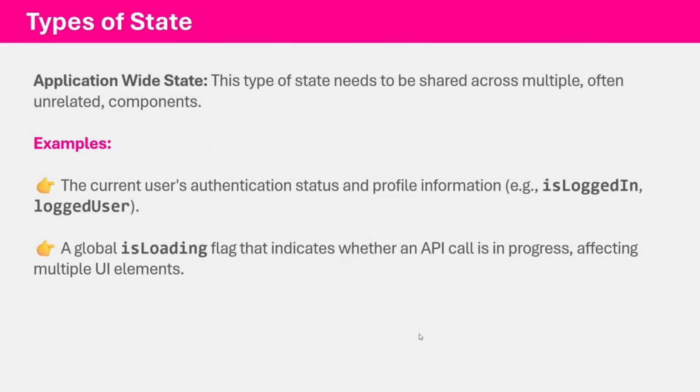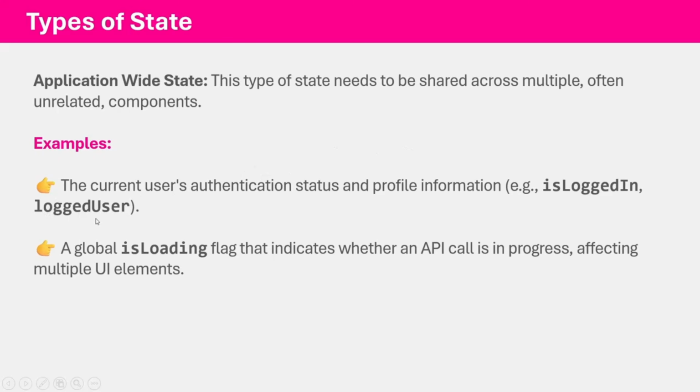Next, we have application wide state. And this type of state is what needs the state management. So this type of state needs to be shared across multiple and sometimes unrelated components. Let's say, for example, we are managing two states: is logged in and logged user. So this type of state can be required in multiple components. So in any component, if we want to check if there is any user who is logged in, there we will use this is logged in state. And if in any component we want to use the details of the logged in user, there we might need this logged user data.